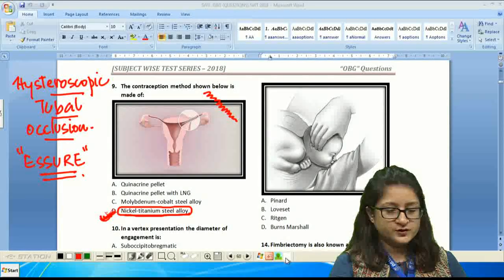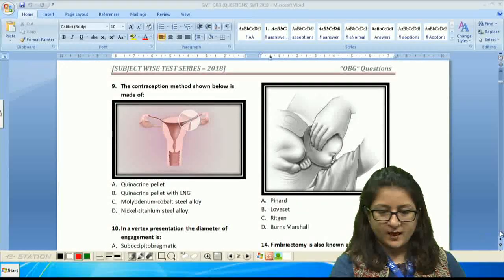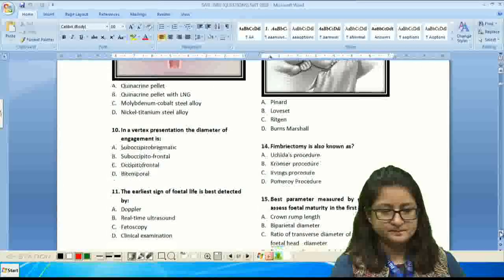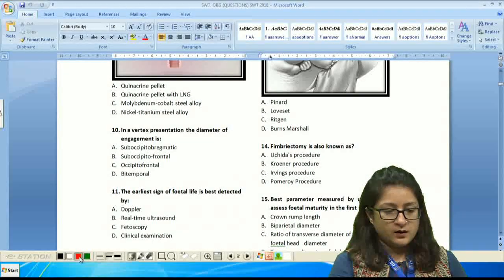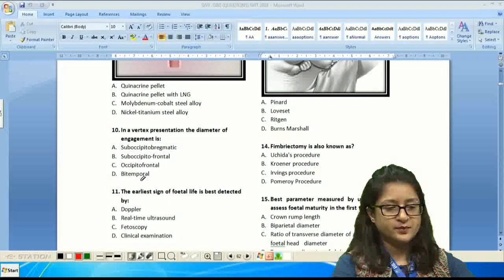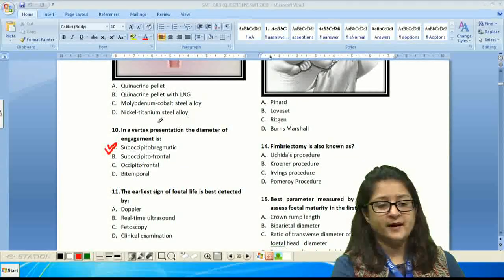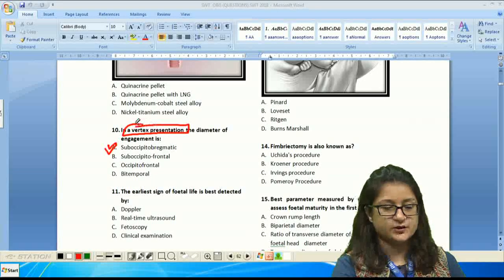All right, moving on to the next question. Question number 10. In a vertex presentation, the diameter of engagement is suboccipitobregmatic, suboccipitofrontal, occipitofrontal or bitemporal. The diameter of engagement is suboccipitobregmatic in a vertex presentation.